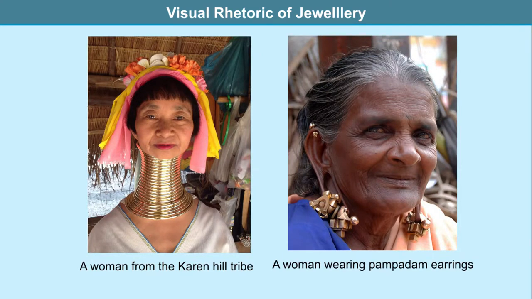Jewelry can also be used to change both the visual and physical appearance of a person. Jewelry such as earrings can frame the face better. Long necklaces can make the wearer look taller. Women of the Kayan Lahwi tribe, or now the Karen Hill tribe in Chiang Mai, are well known for wearing neck rings to elongate their neck. Women in some communities in Tamil Nadu used to wear pambadam earrings to elongate their earlobes. This is known as body modification through jewelry. Though an aspect of visual culture, it brings us closer to what we are going to discuss next, that is material culture.